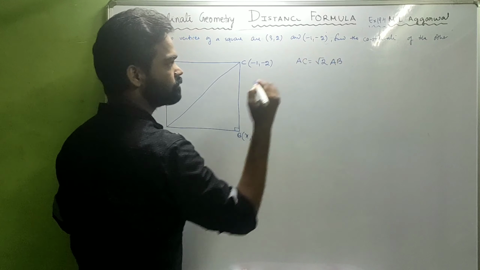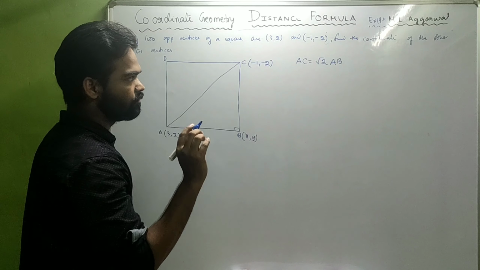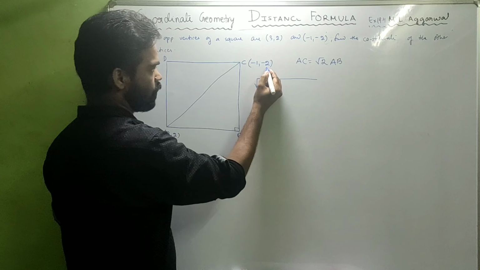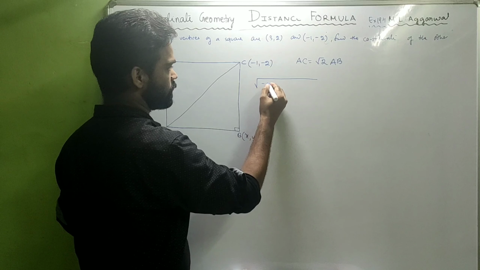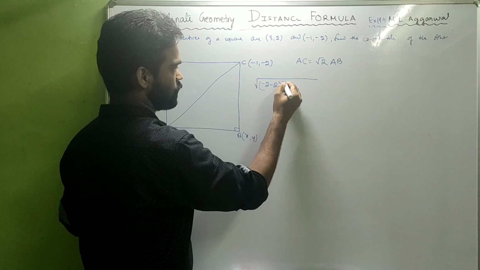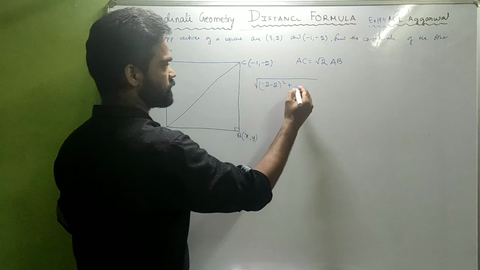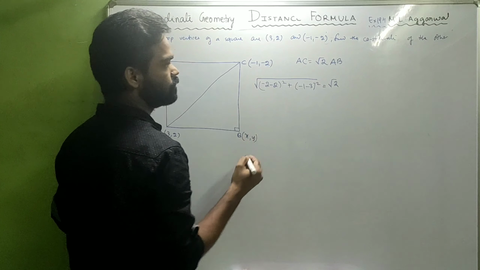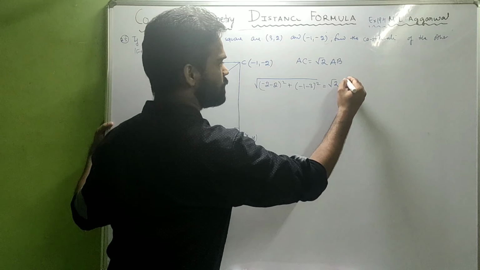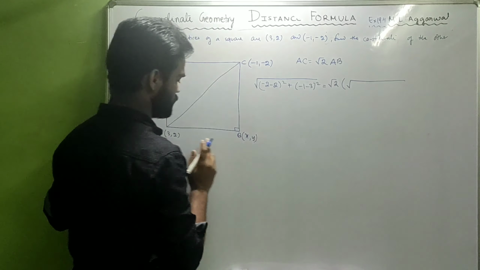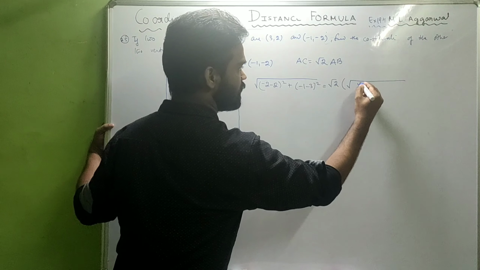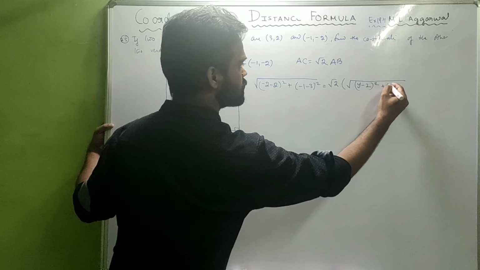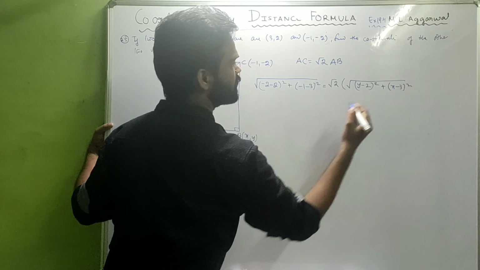We know this fact, by the Pythagorean Theorem, which means AC is what? Root of (y2 minus y1) whole square plus (x2 minus x1) whole square, isn't it? Equals root 2 times AB. What is AB? Look over here. AB is root of (y minus 2) whole square plus (x minus 3) whole square, isn't it?